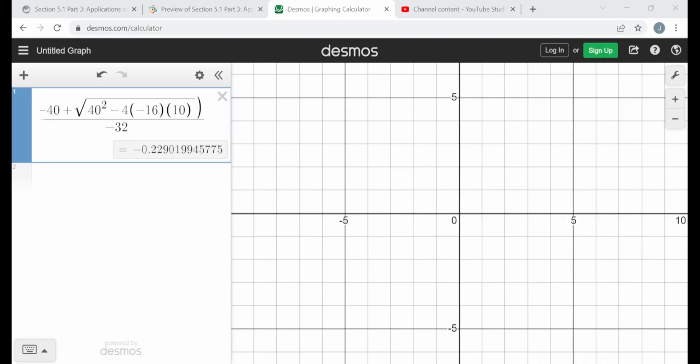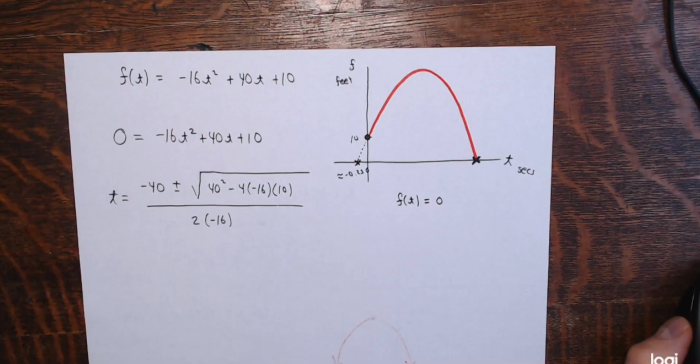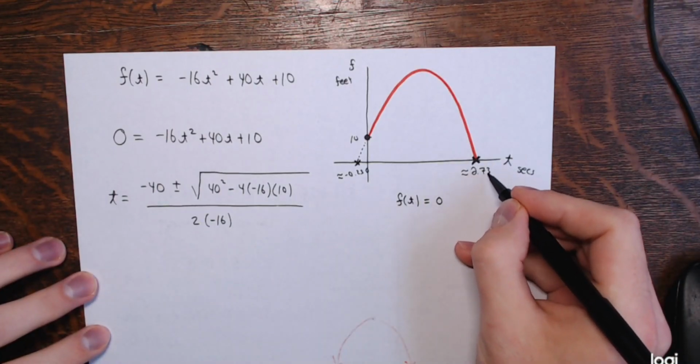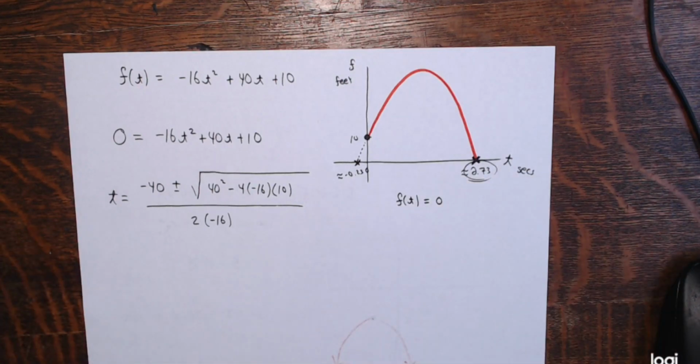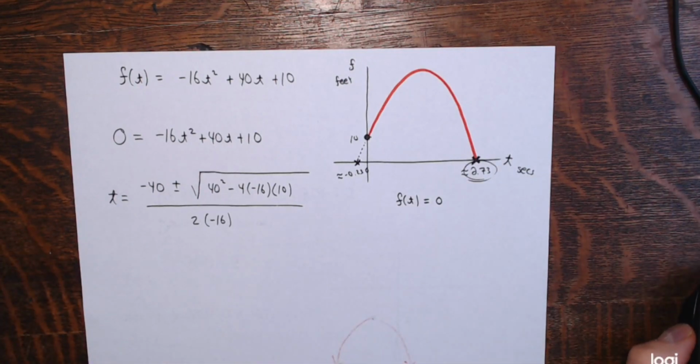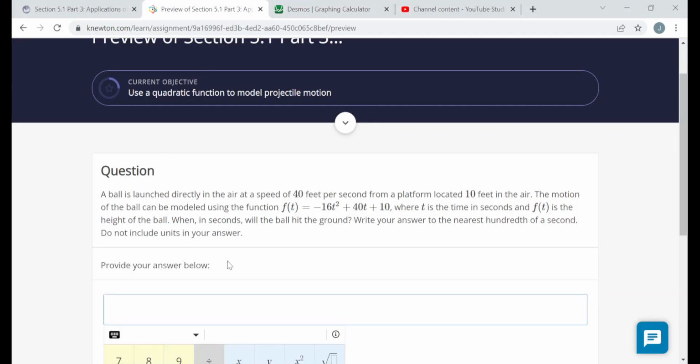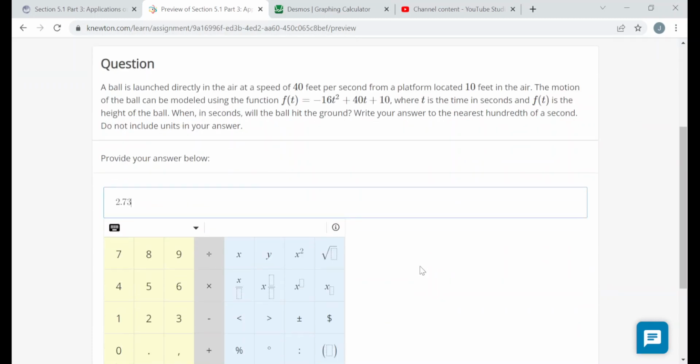So it's the other one, right? So instead of copying here, I'm just going to change this plus to a minus, and there we go. 2.729, so this would round to 2.73, if I'm going to the nearest hundredth. This is approximately 2.73 seconds over here, and that's what they want. How long would it take to hit the ground? And all they want is the number. Don't put seconds. 2.73, rounded to the nearest hundredth.